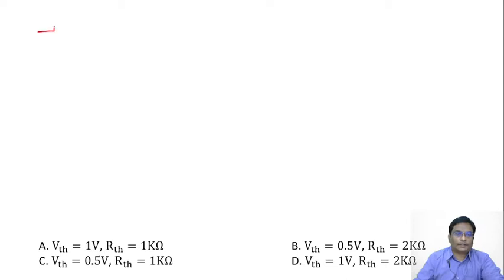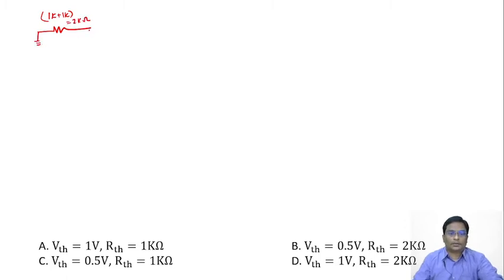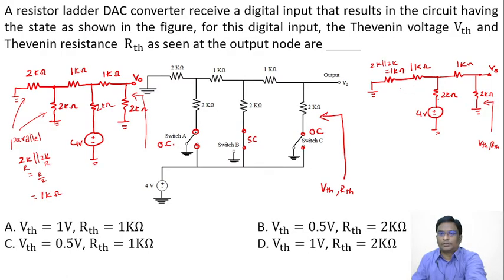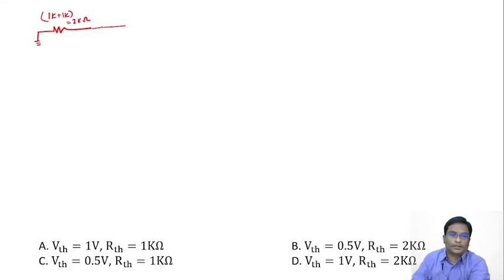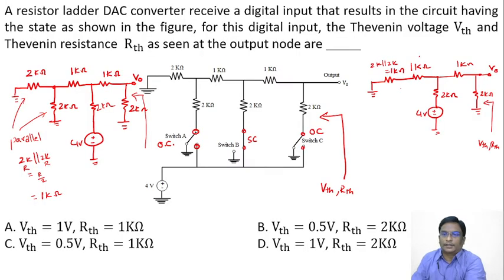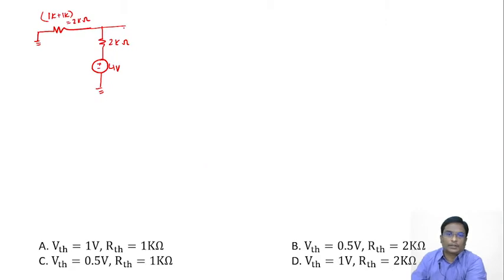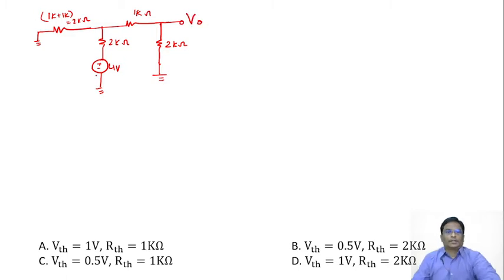1K series with 1K is nothing but R1 plus R2. This is 2 kilo ohms. This is grounded. Now let us move on to this 2K and 4K. This is 2K. This is 4 volts. Okay, next step. This is 1K. This is 2K. This is 1 kilo ohm. This is 2 kilo. This is the effective circuit here. They're asking us to determine the V0.